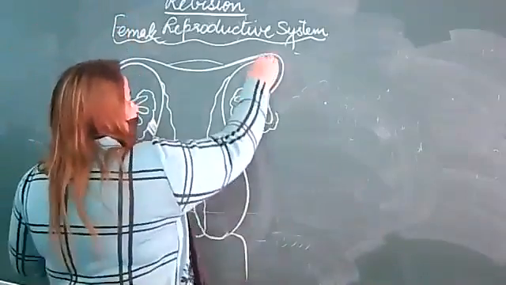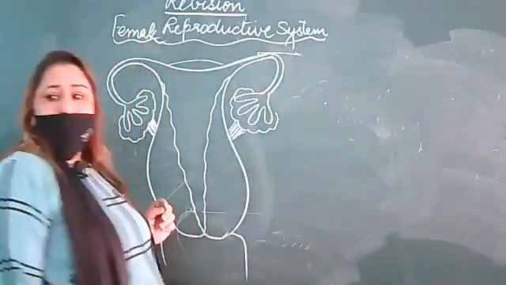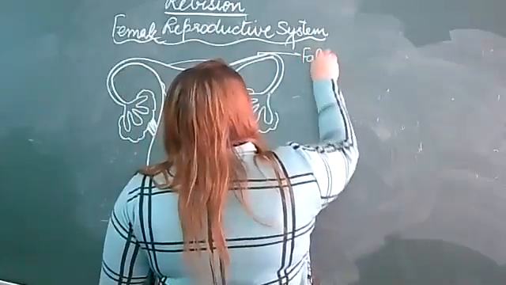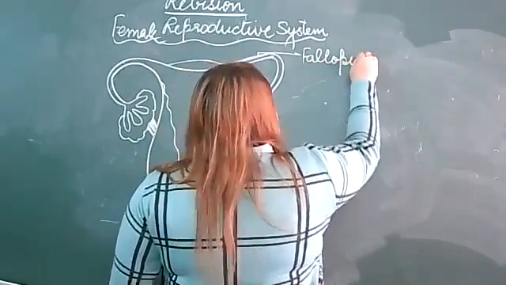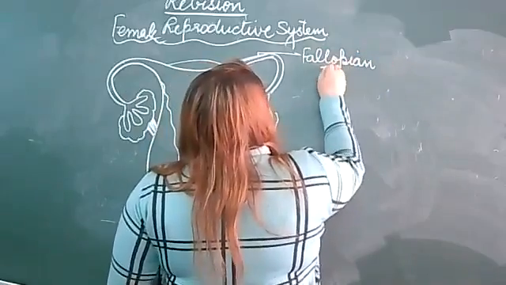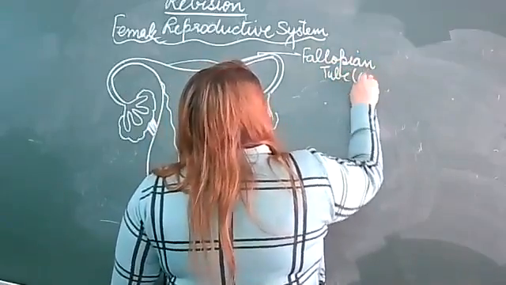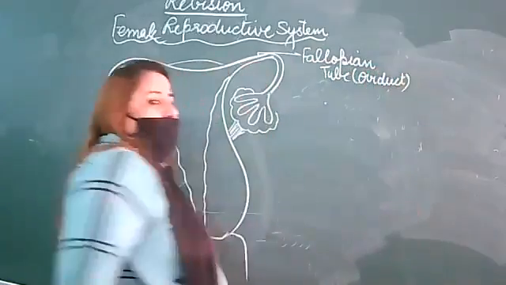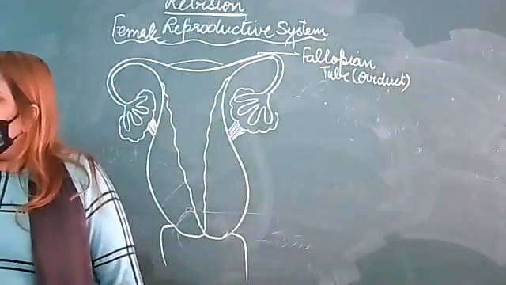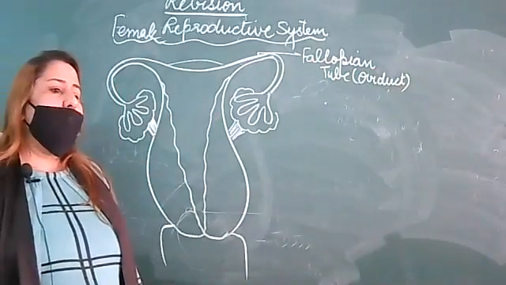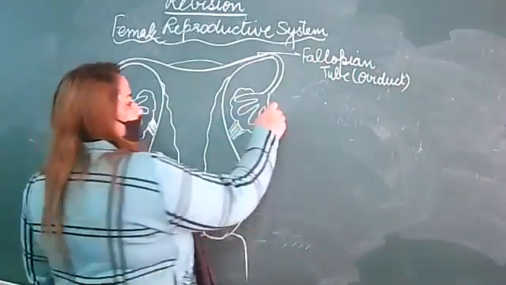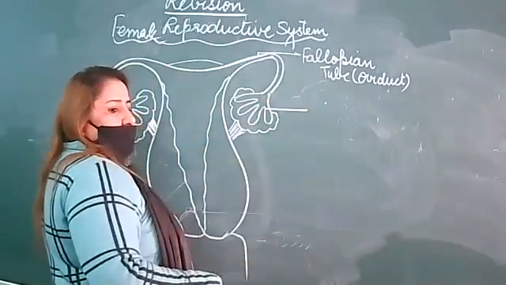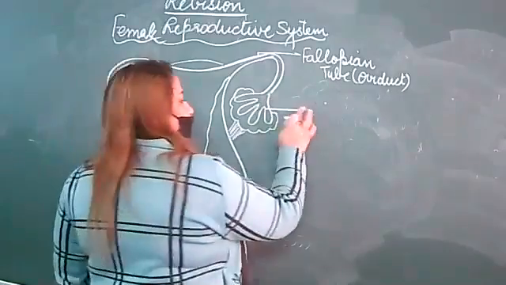Yes. What is this? Fallopian tube. And what is the other name of the fallopian tube? Okay, fallopian tube. And this is called oviduct. Why is this called oviduct? It carries the ovum that is released by ovaries. So what is this? Acha, we had not done. Let it be.